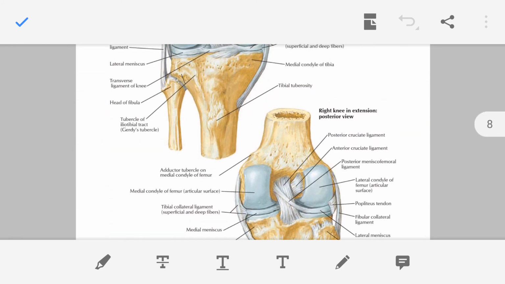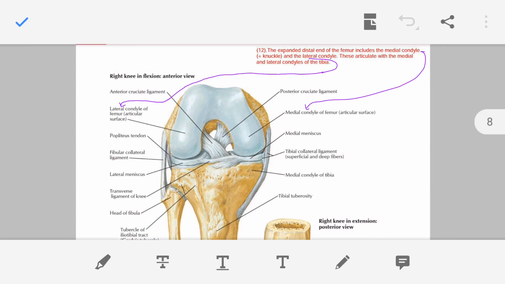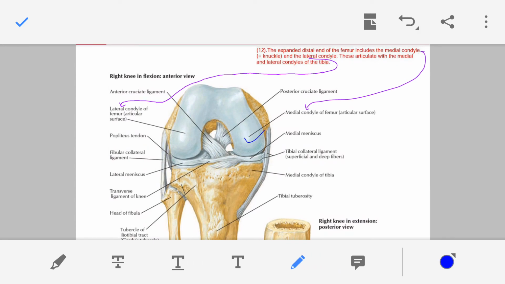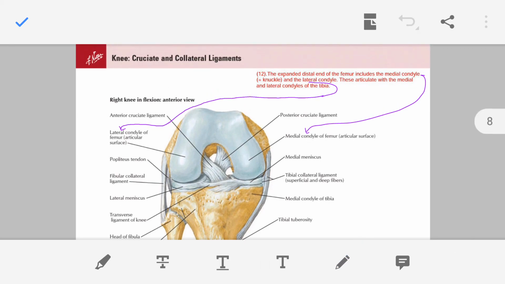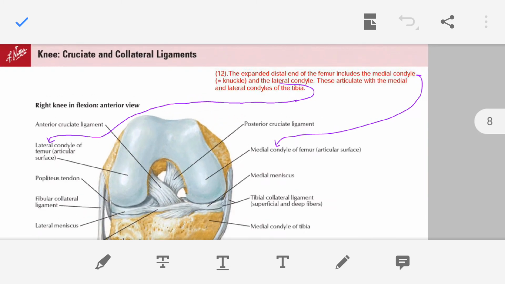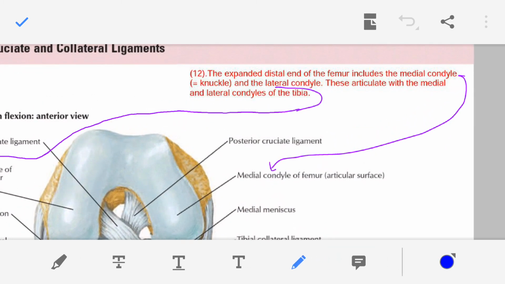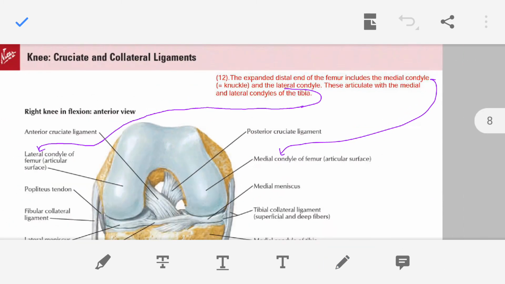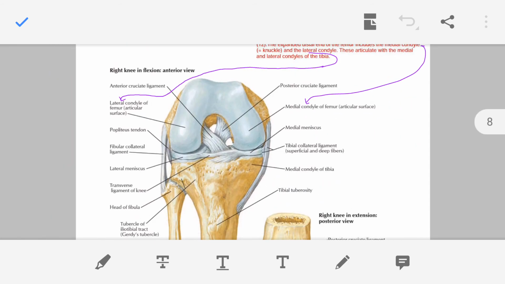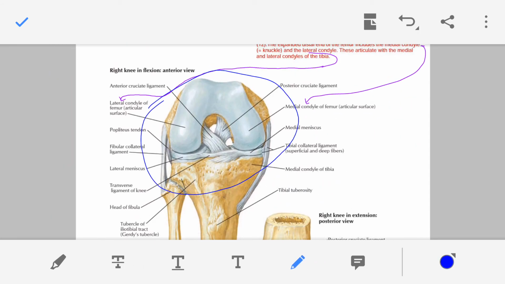So a very simple point. Medial condyle of femur articulates with the medial condyle of tibia, lateral condyle of femur articulates with the lateral condyle of tibia. So this is the point number 12, and this is the figure.